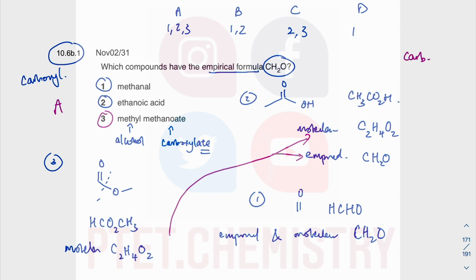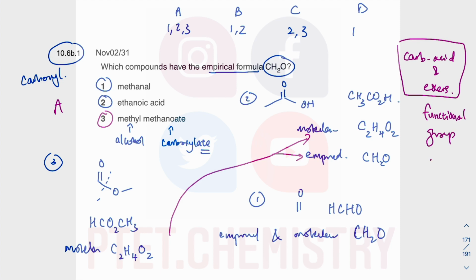There's a reason why carboxylic acids and esters are grouped together under the same subtopic, because they are what you call functional group isomers, and functional group isomers come under structural isomers. If they are structural isomers, they must have the same molecular formula. If they have the same molecular formula, they must have the same empirical formula. But what is different about them is, of course, their structural formula. That's the definition of structural isomers.